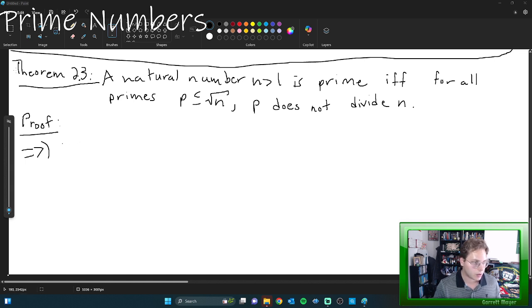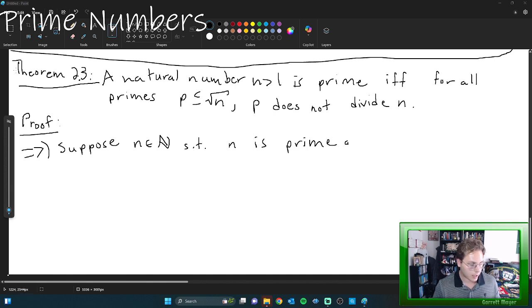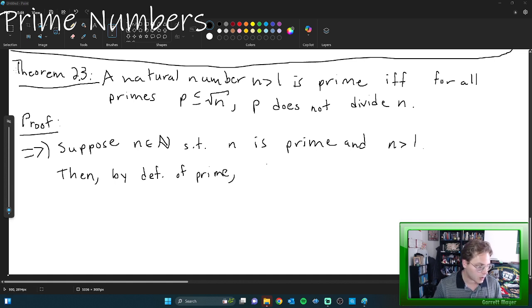So for this one, we're just going to suppose n is a natural such that n is prime and n is greater than 1. Then, by the definition of a prime number, 1 and n are the only numbers that divide n.